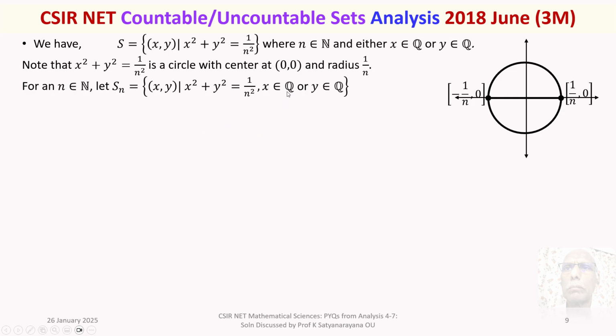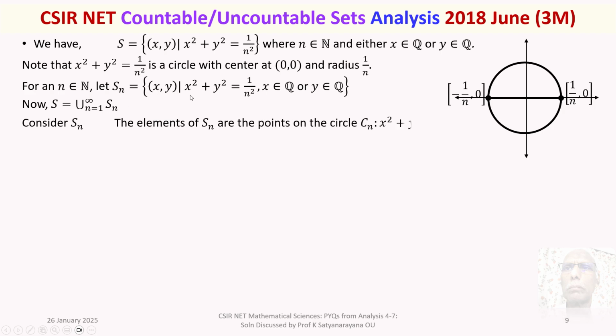So let's now concentrate on x belongs to Q. Now what will be S? Sn is this, for n belongs to N. What will be S? The union of all these Sn's, n belongs to N, that is, n is equal to 1 to infinity. Now consider Sn. Sn means these points on this circle. So the elements of Sn are the points on the circle Cn, x square plus y square is equal to 1 by n square. This is the circle. These are the points.